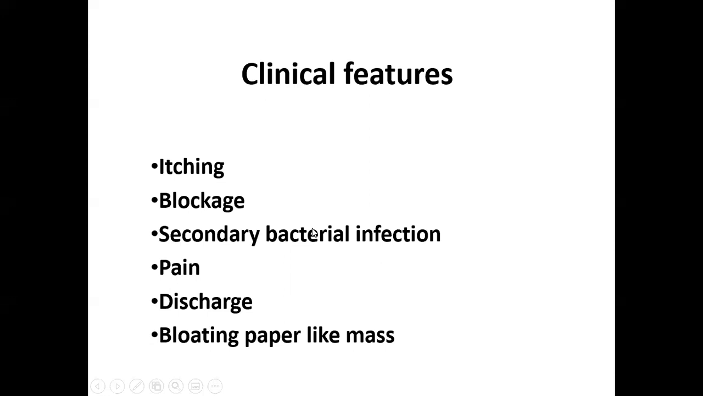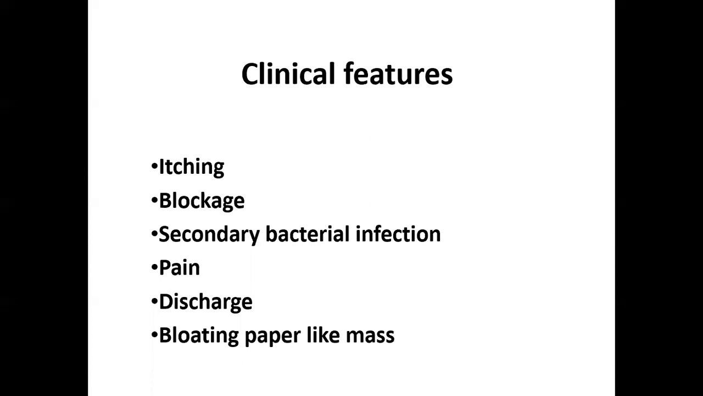Secondly, bacterial infection will occur, because whenever there is a fungal infection there is decreased immunity. Whenever there is infection, there is decreased immunity, either bacterial or fungal, but fungal infection has more property to decrease the immunity in the surrounding tissues. So due to the decreased immunity, there is secondary bacterial infection. And whenever there is infection, it will cause pain and discharge. So first of all, there is itching and blockage, and whenever there is a secondary bacterial infection, it will give rise to pain and discharge.